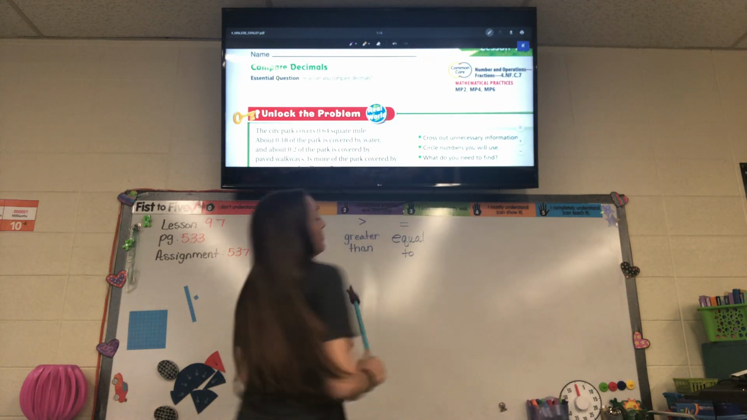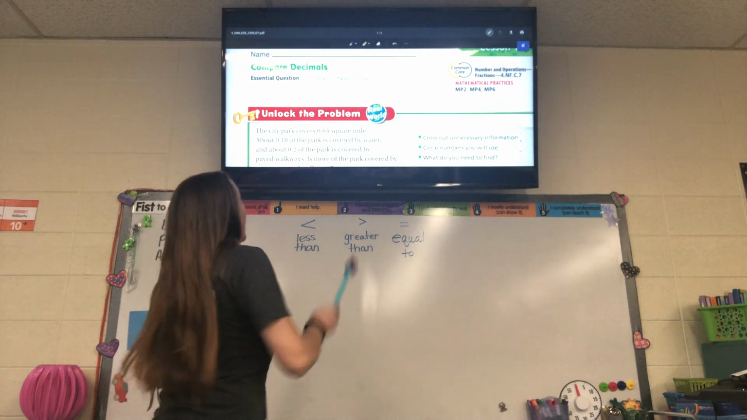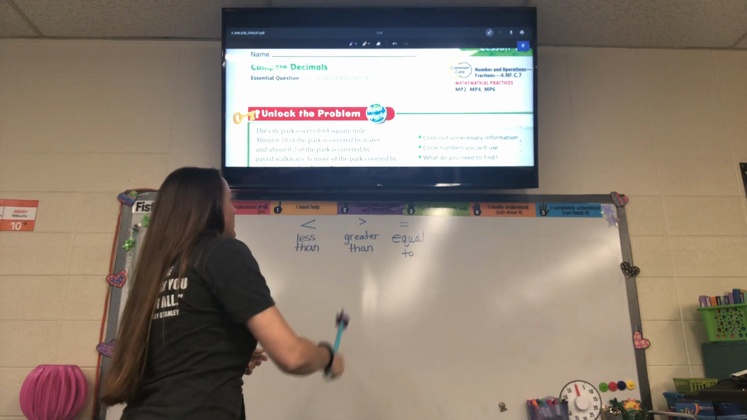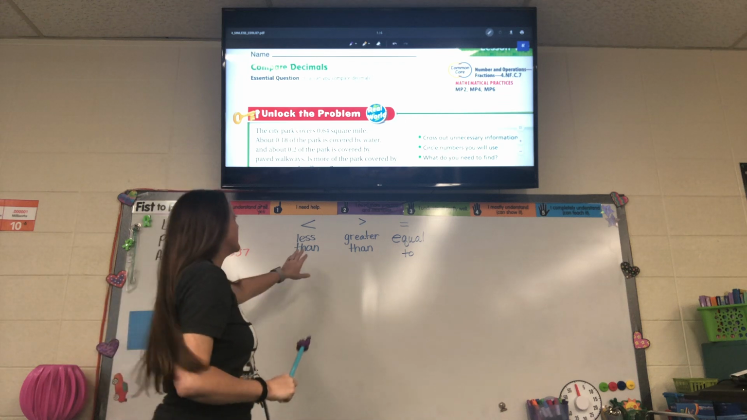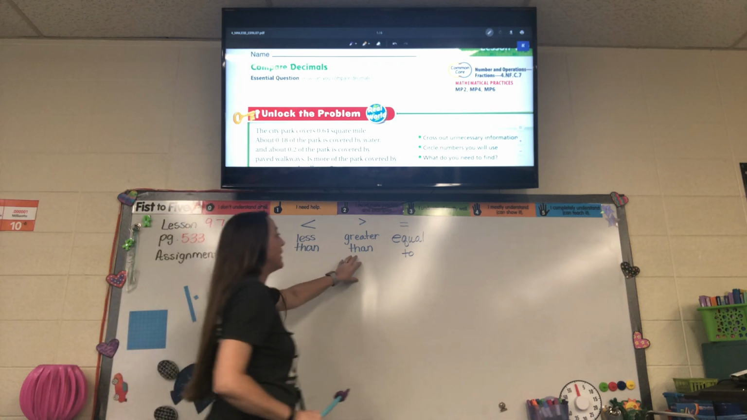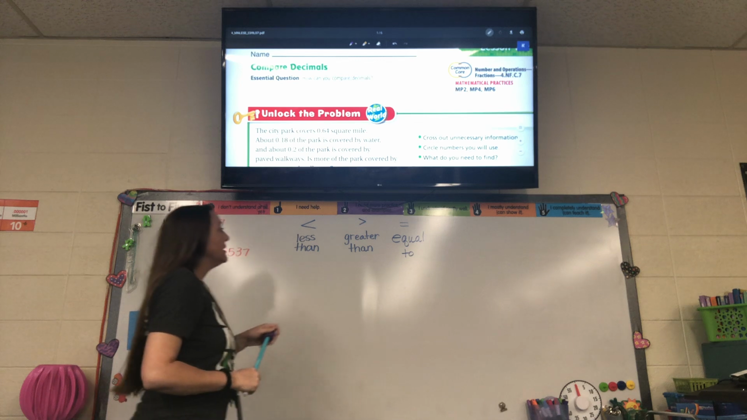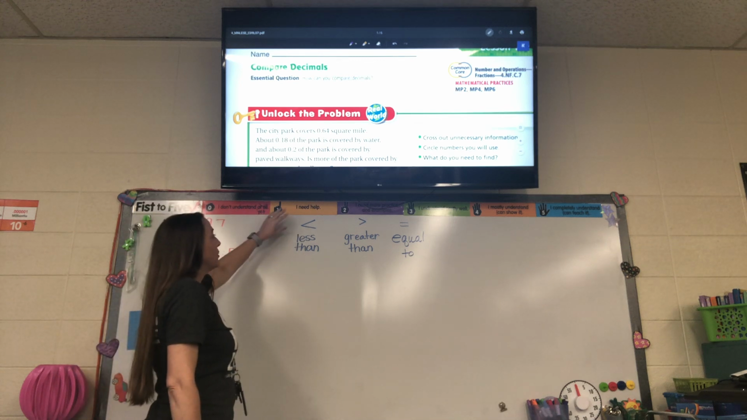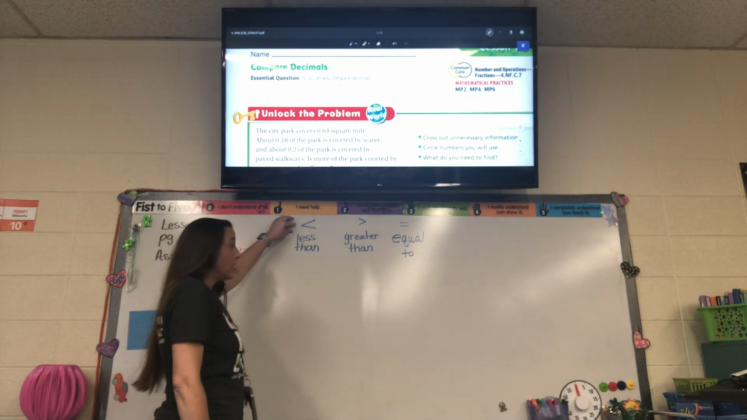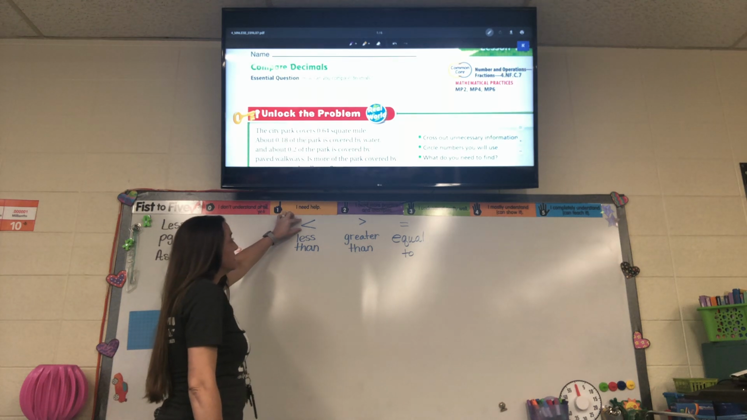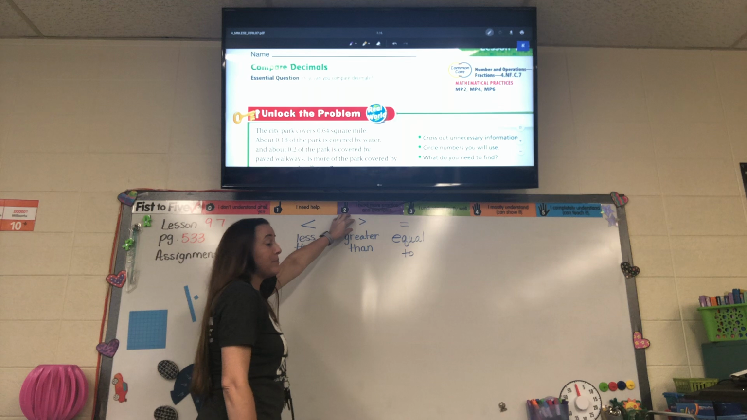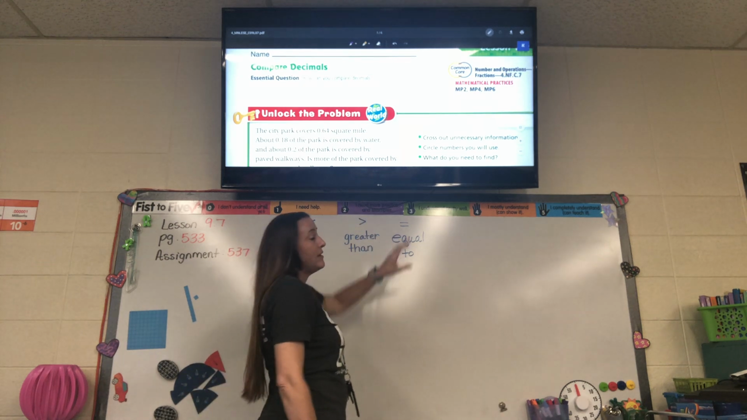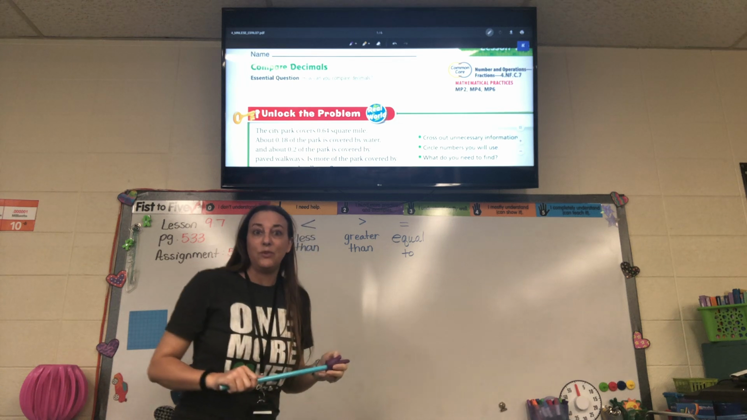Okay, so the essential question today is how can you compare decimals? And we're going to use the signs less than, greater than, or equal to. Remember, if your first number is smaller, then you use less than. And if your first number is bigger, you use the greater than symbol. And then, of course, if they're equal, you use the equal to symbol.